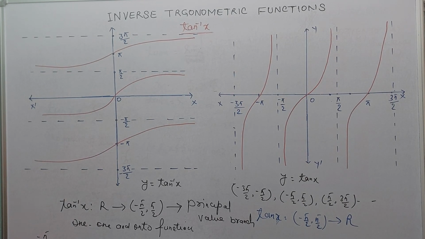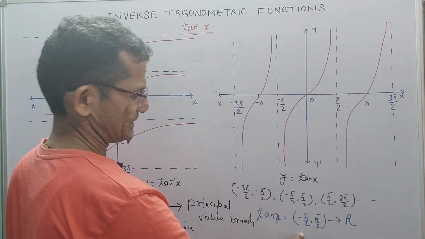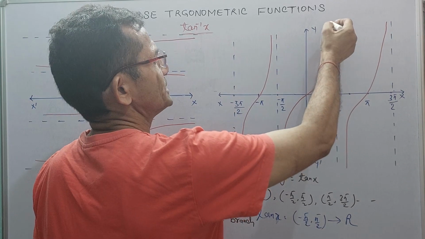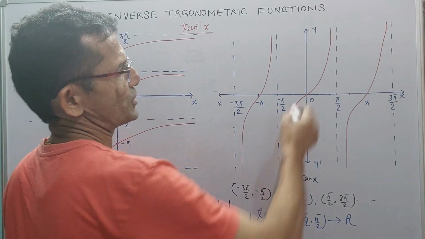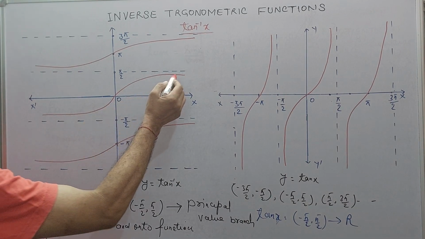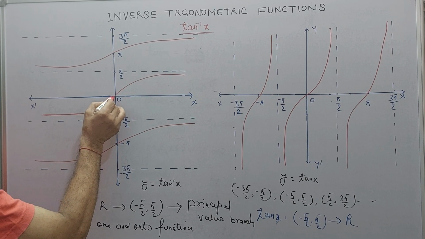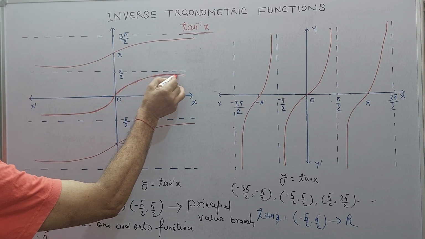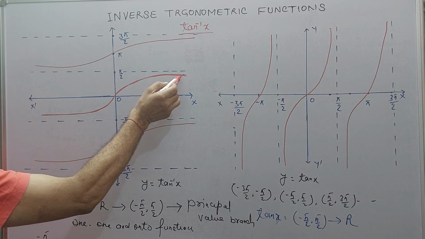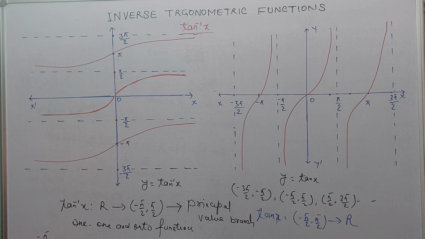Corresponding graph here, this is the interval for the tangent function. This is the graph for the tangent function. The corresponding graph for tan inverse x will be this one. This is the graph for tan inverse x. This graph of the tan inverse function for the interval from minus pi by 2 to pi by 2 will be the principal value branch.